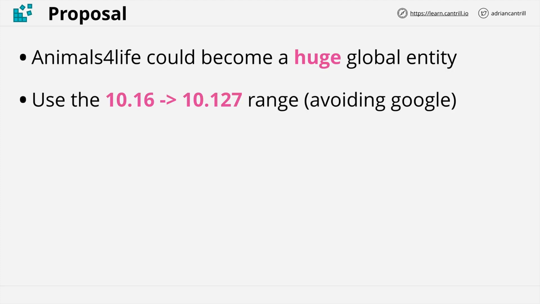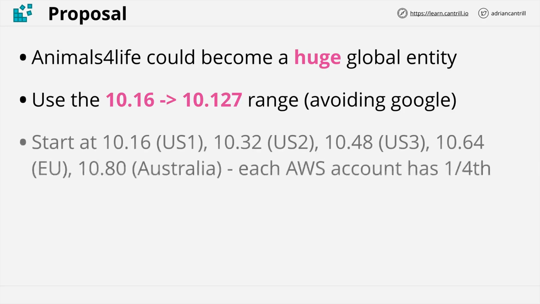We have 5 regions that we're going to be assuming the business will use, 3 to be chosen in the US, 1 in Europe and 1 in Australia. So if we start at 10.16 and break this down into segments, we could choose to use 10.16 to 10.31 as US Region 1, 10.32 to 10.47 as US Region 2, 10.48 to 10.63 as US Region 3, 10.64 to 10.79 as Europe, and 10.80 to 10.95 as Australia.